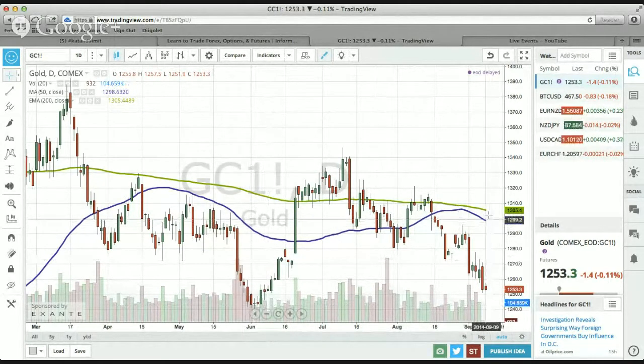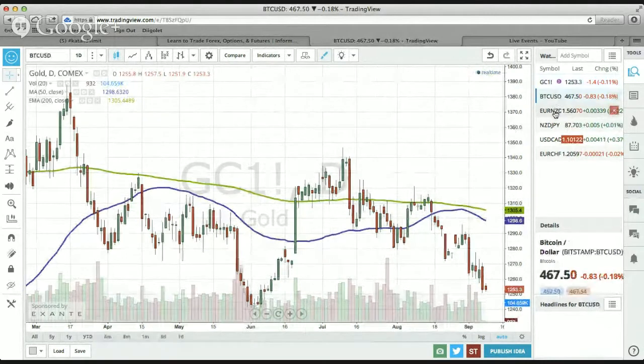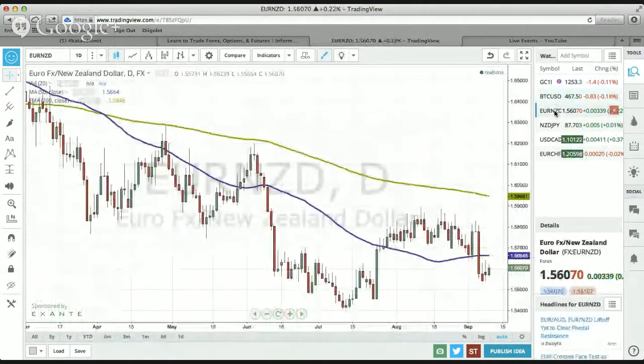We are below the 50 simple and 200 exponential moving average, and we also have a pattern of lower highs, so you clearly have a downward trend. Next target is 1240. Let's see what happens at that level. Okay, now on to some of the Forex trades that I have on at the moment.